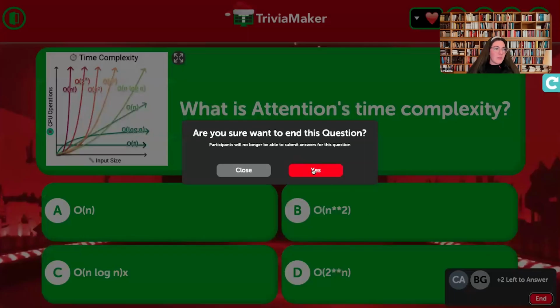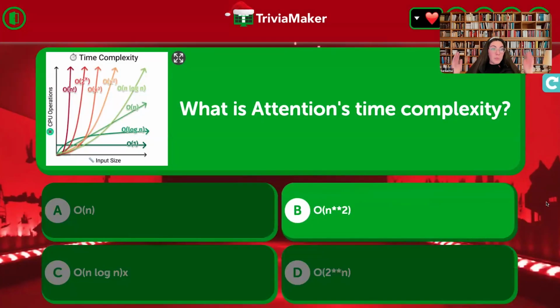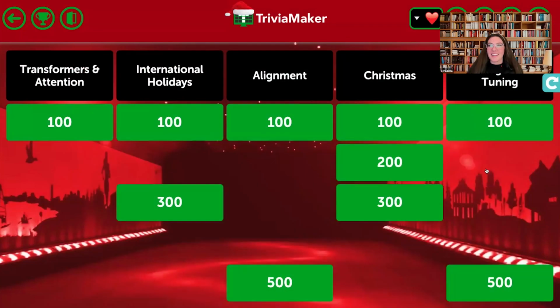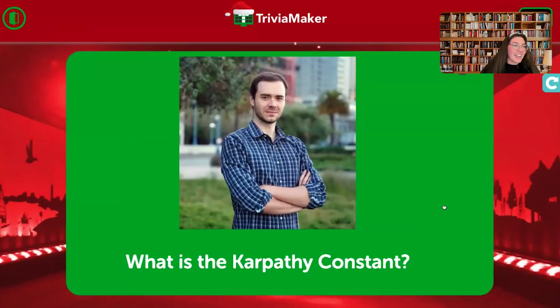Close it now. Let's see what the correct answer was. It was B. Training and fine-tuning 500. What is the Karpathy constant?